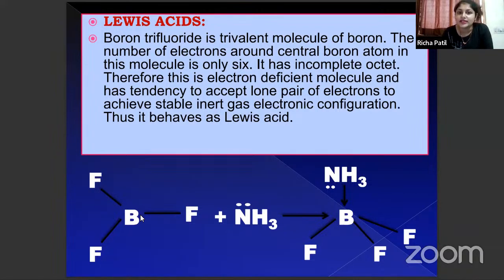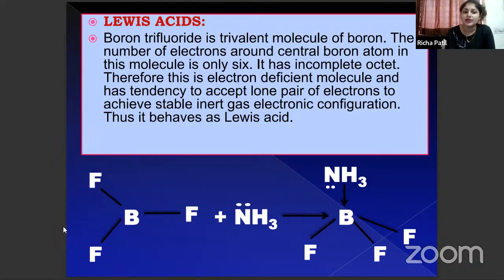Therefore, boron trifluoride is said to be an electron deficient molecule, and it has a tendency to accept a lone pair of electrons. If it accepts a lone pair of electrons, it will achieve a stable inert gas configuration. So boron trifluoride acts as a Lewis acid. What are Lewis acids? They have a tendency to accept a lone pair of electrons.